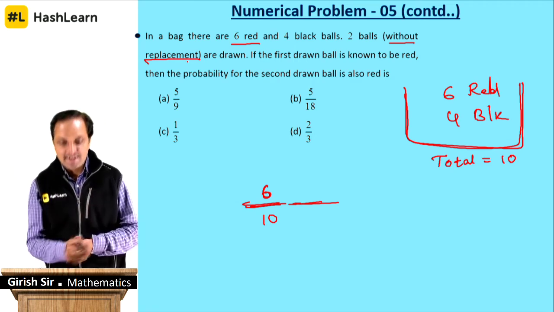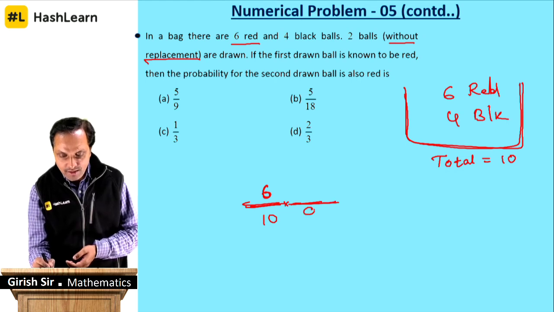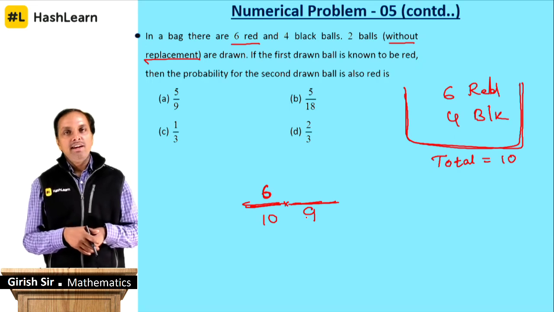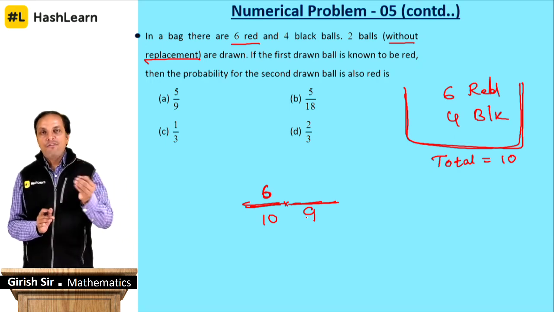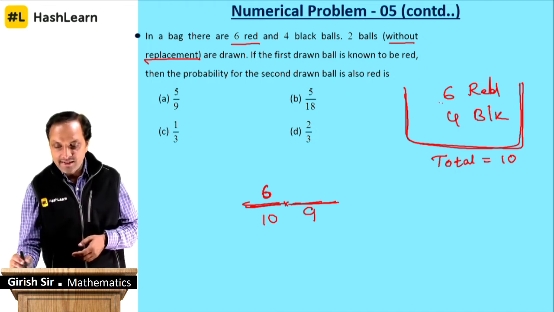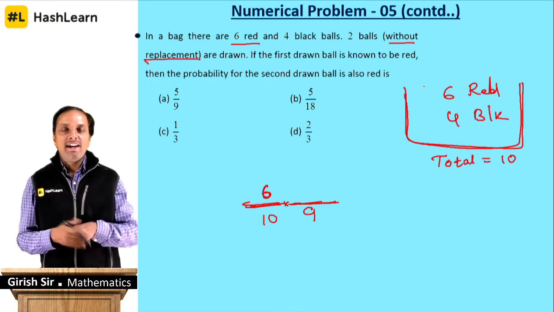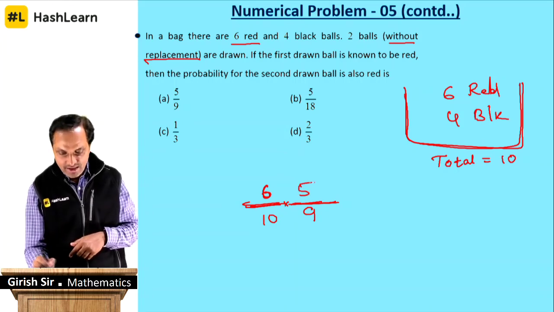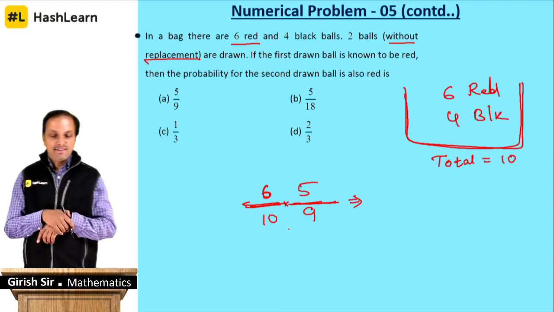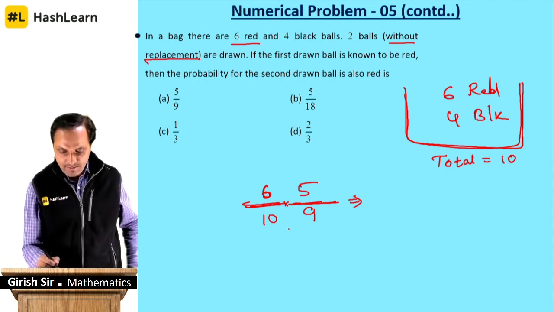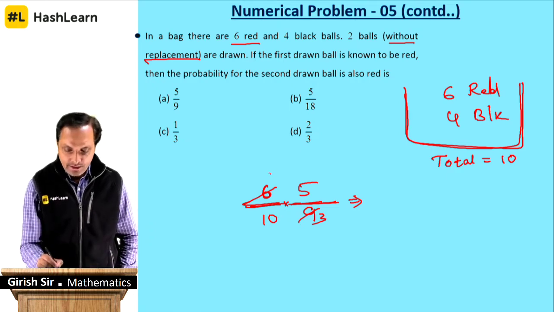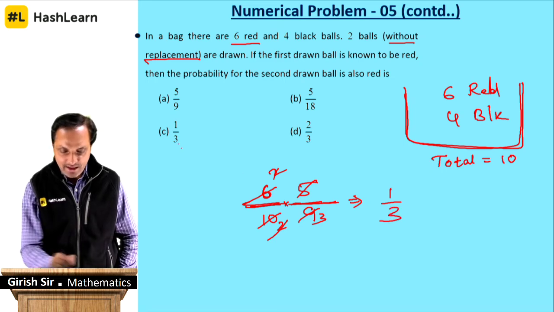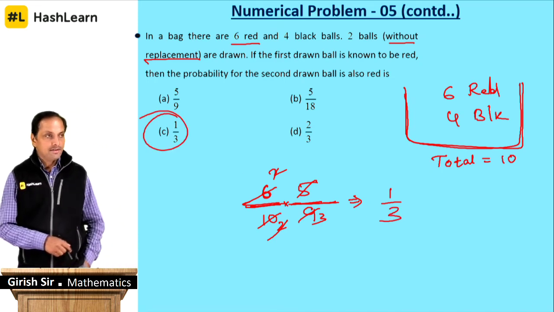Means what is the sample space now? You have picked one ball, so 9 balls are left. Already you have picked one, therefore out of 10 you will be left with only 9 balls. Of those 9 balls, how many are red? Total red was 6, the first pick was red, so 5 red are left, and total balls are 9, so your answer is 6 by 10 into 5 by 9. Let us simplify: 3 3s are 9, 3 2s are 6, 5 1s are 5, 5 2s are 10. After cancelling, it becomes 1 by 3. Here the option is option C, and that is your answer.